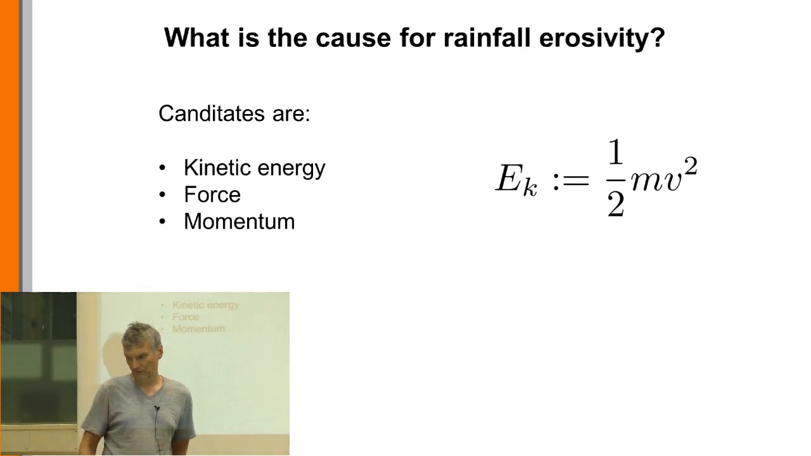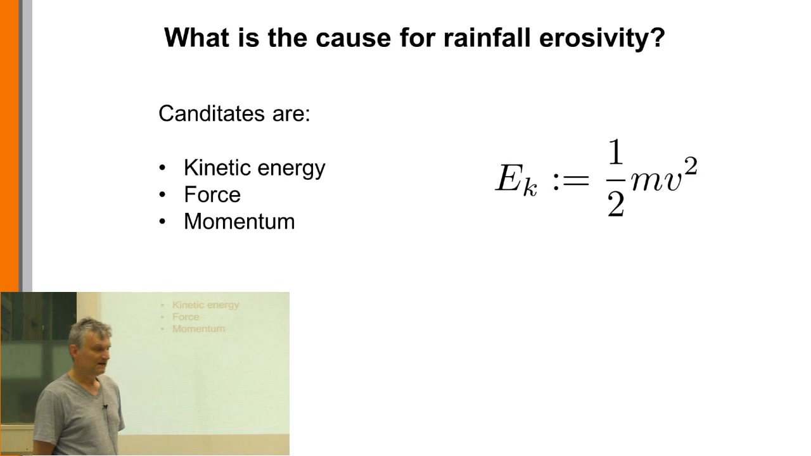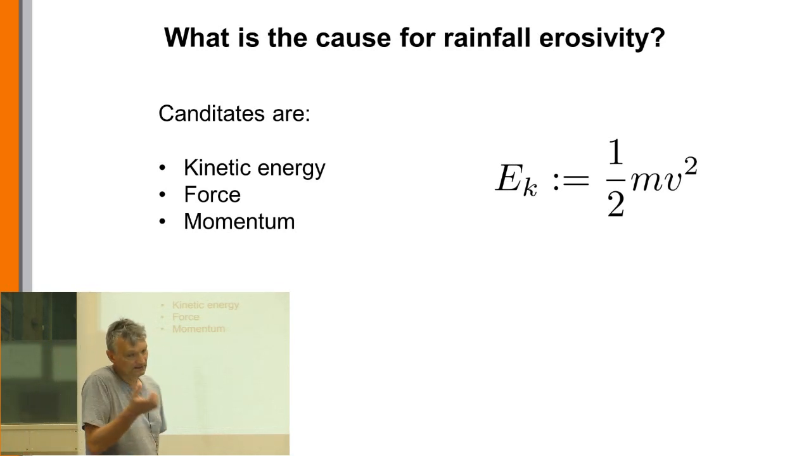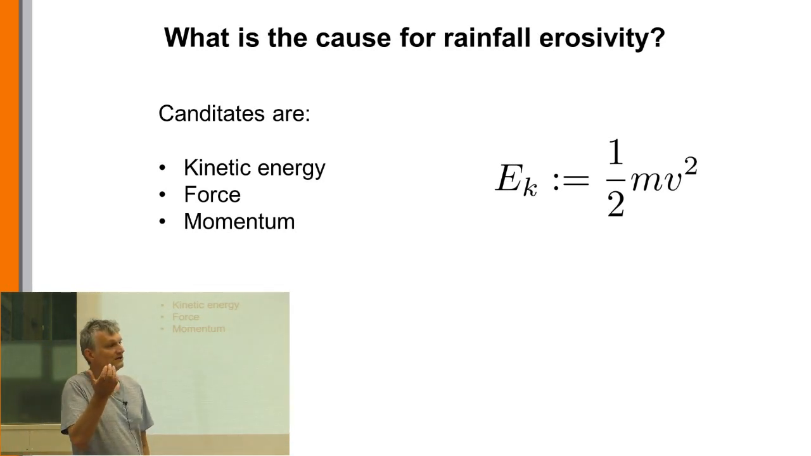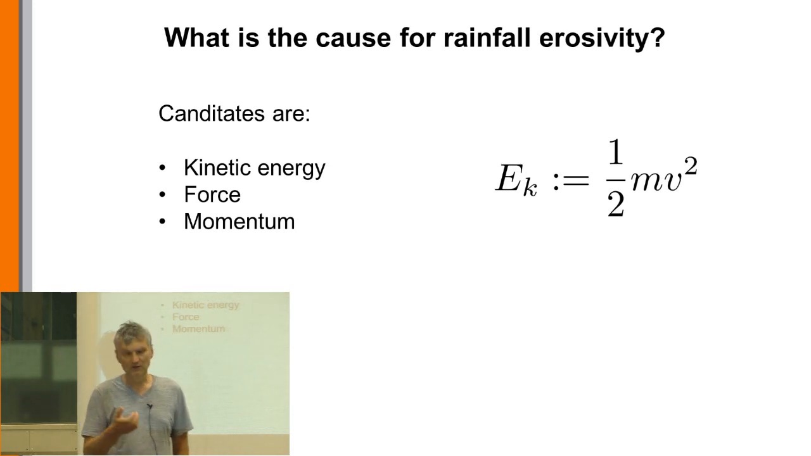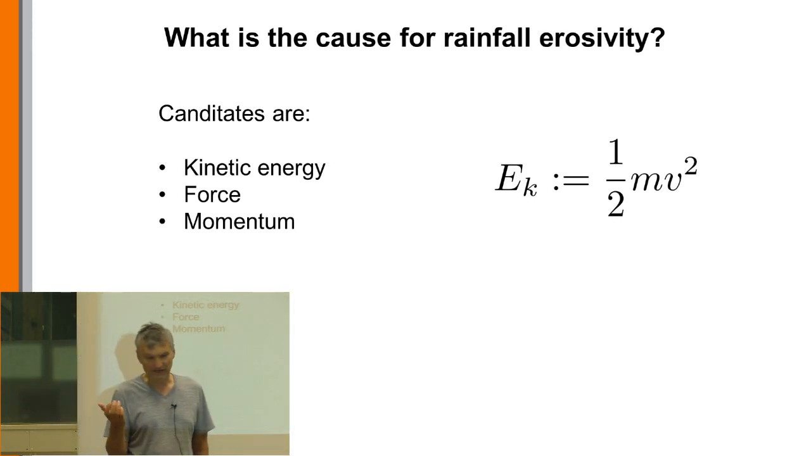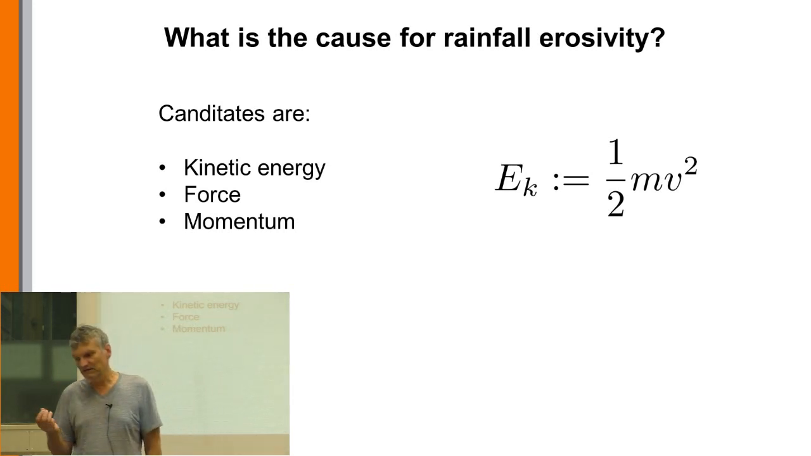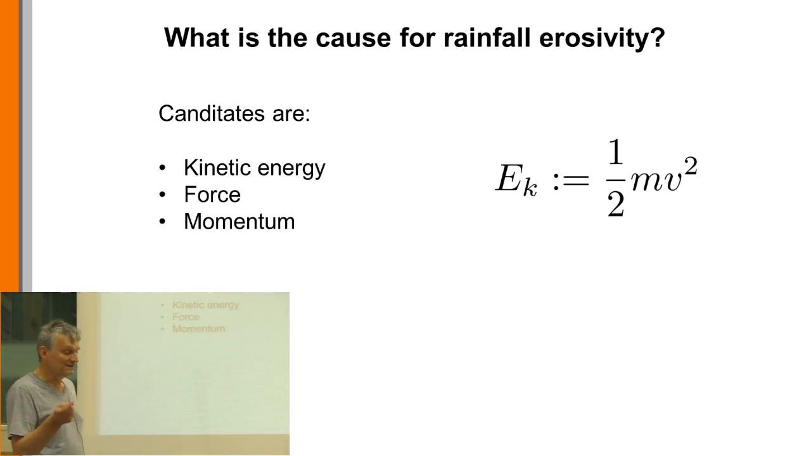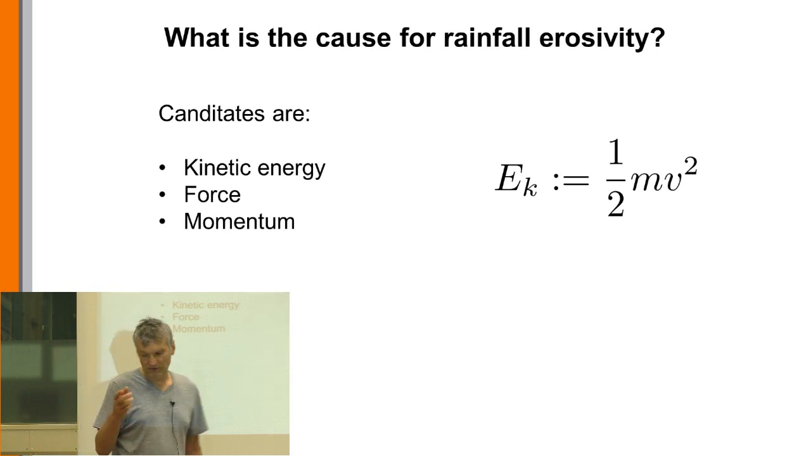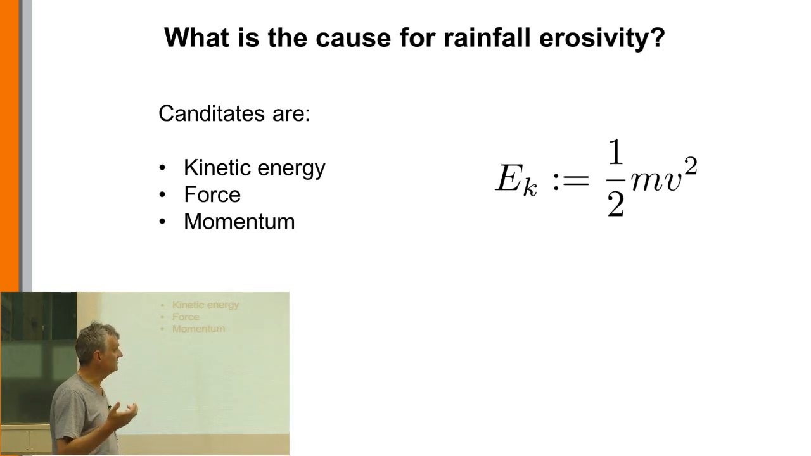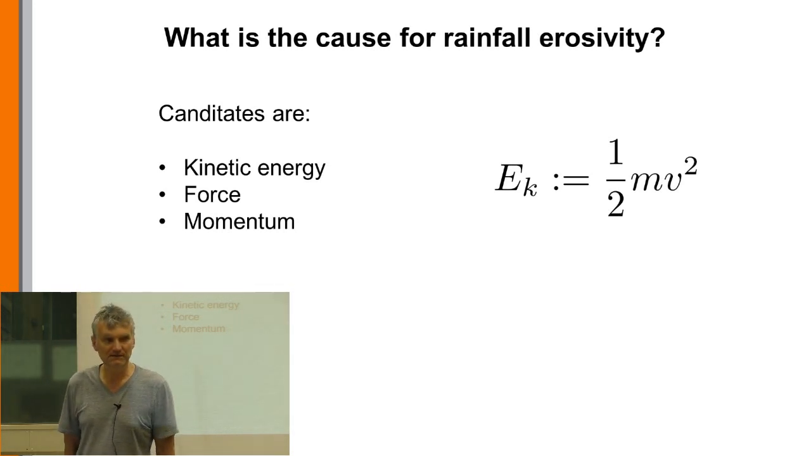So the first question we have to answer is, what is the cause? What is the reason for rainfall erosivity? Physically speaking, rainfall is something like small bombs falling on the soil, on coverage like vegetation or something. And when these bombs fall directly on the sand or whatever, they start to erode the bottom. The question is, how can we describe this process? Physically speaking, we have three options to describe this process.